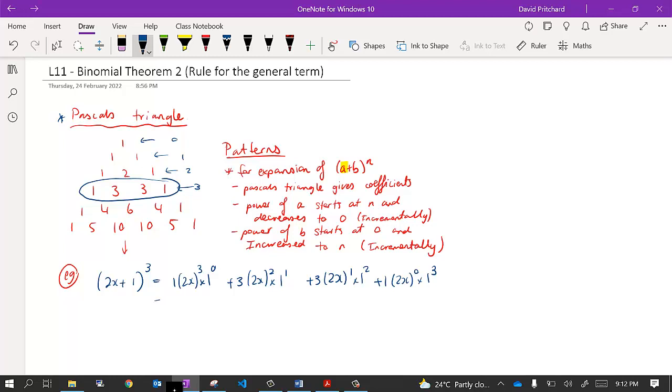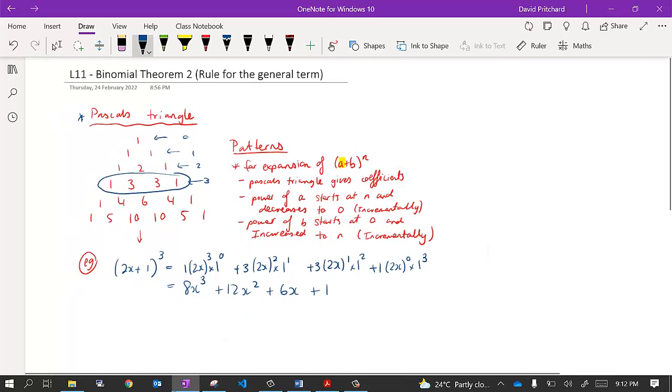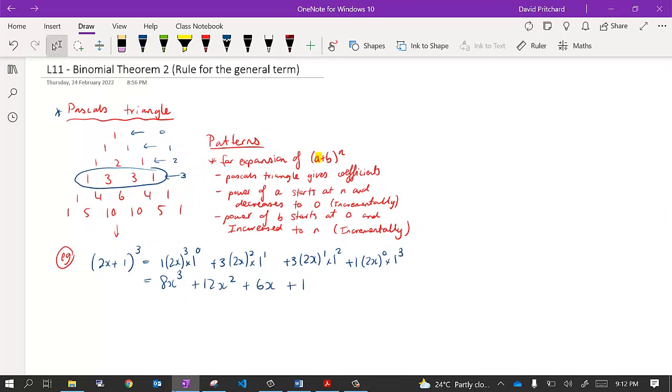We can then go through that process of simplifying. So this one ends up being 8x cubed. 3 times 4 is 12, so 12x squared. 6x, and then 1. So that expansion becomes a lot simpler. We don't have to worry about expanding multiple brackets and combining and simplifying. It's just a matter of applying that pattern.